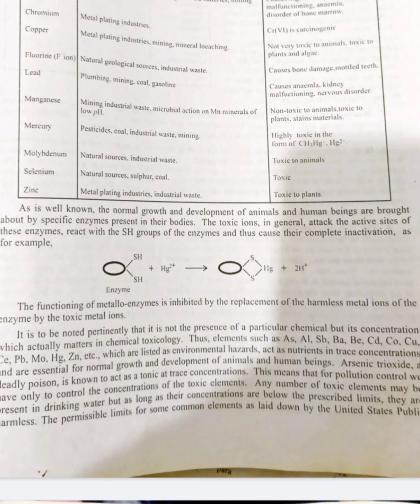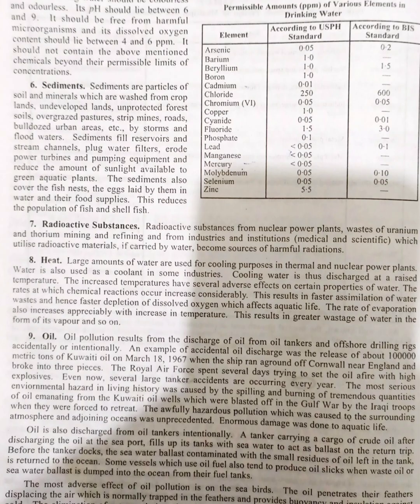Oil. Oil pollution results from the discharge of oil from oil tankers and offshore drilling rigs, accidentally or intentionally. An example of accidental oil discharge was the release of 1 lakh metric tons of Kuwaiti oil on March 18, 1967, when the ship ran aground off Cornwall near England and broke into three pieces. The Royal Air Force spent several days trying to set the oil afire with high explosives. Even now, several large tanker accidents occur every year.